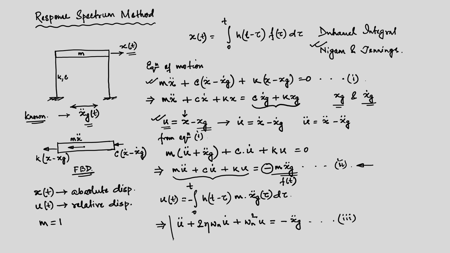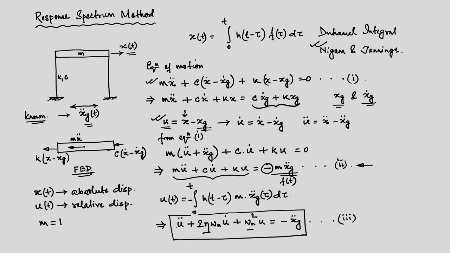So, this is the equation we will use in our response spectrum generation. The point to be noted here is that we have a unit mass. This equation has two parameters. On the left hand side, we have omega n and eta, and the system is excited by the support motion. Here it is given by the known xg double dot. So, that is the starting point.